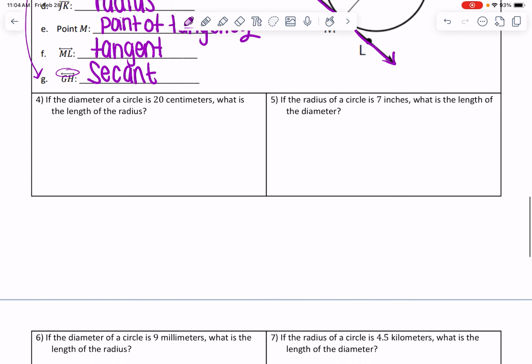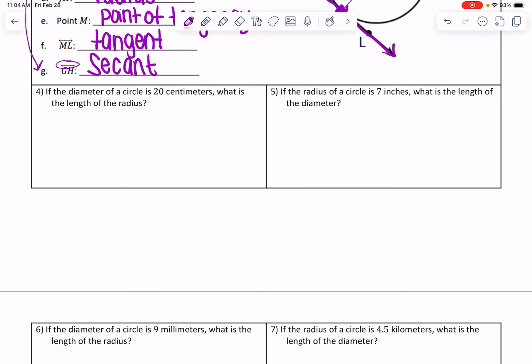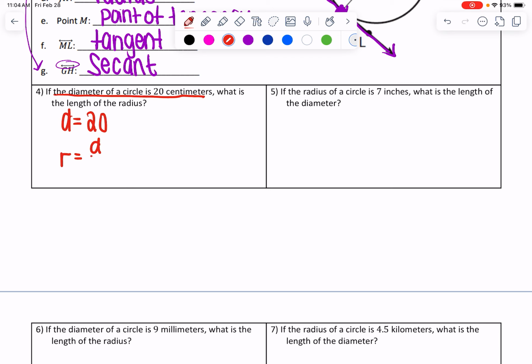And then the last section says if you're given your radius, tell me your diameter. If you're given your diameter, tell me your radius. We've done this before. It says if the diameter of a circle is 20 centimeters, find the length of the radius. The radius, remember, in terms of a diameter, is the diameter divided by 2. It's half. So your radius would be 20 divided by 2, which is 10 centimeters, because of the units. You're just cutting it in half.